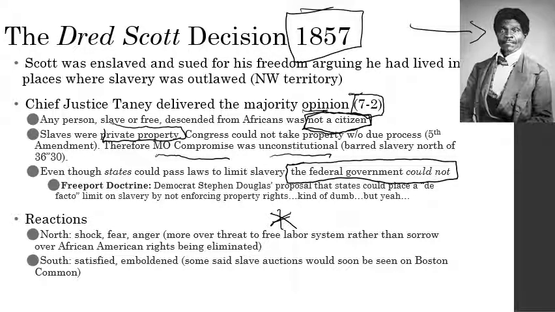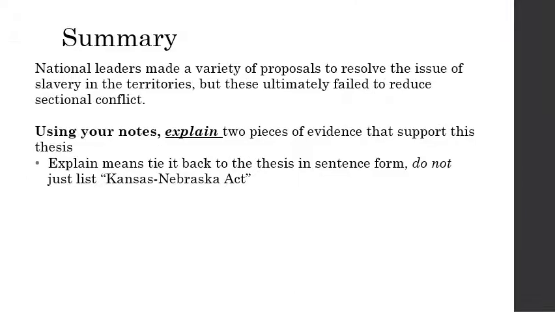Now we're a few years after the Kansas-Nebraska Act. Bleeding Kansas is still going on, but now we have a ruling from the Supreme Court. So I'd like you to take a couple minutes, and you can talk to your group members if they're on right now, or if you're watching this together, like a watch party or something. But I would like you to just do a quick summary of the first three events. So I have this thesis statement here, which is national leaders made a variety of proposals to resolve the issue of slavery in the territories, but these ultimately failed to reduce sectional conflict.